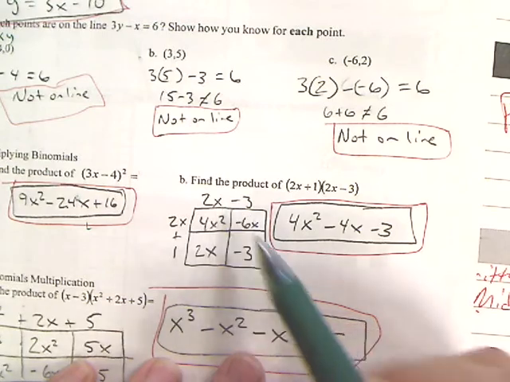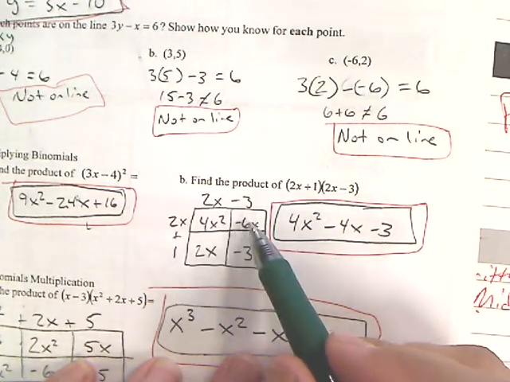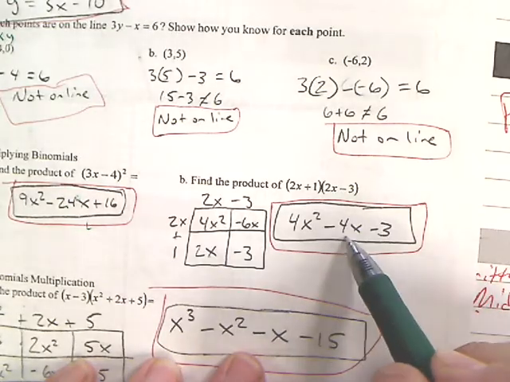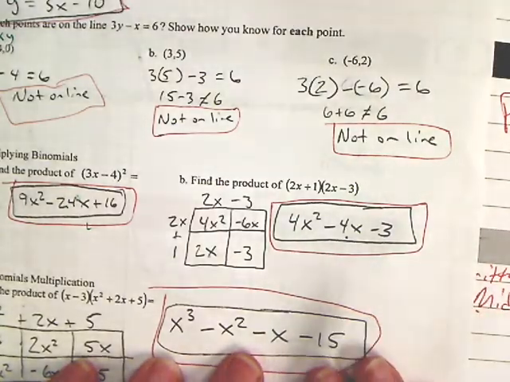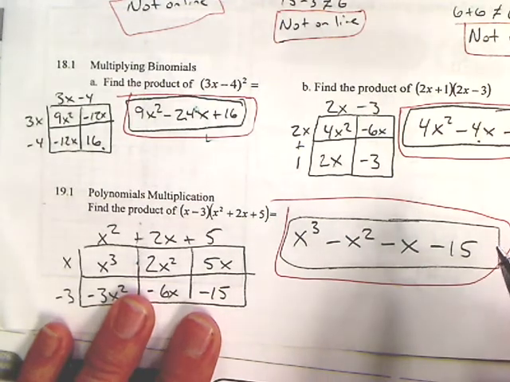Watch out for these negatives. That's where most people went wrong. Find the area of each one of them. So you multiply to find the areas. Length times width. Length times width. Combine like terms. And there you go. And the last one's a little bigger and uglier, but it's the same idea.